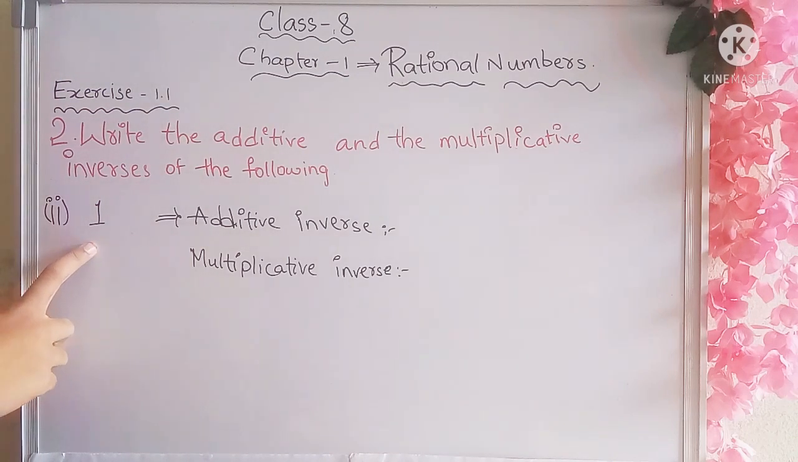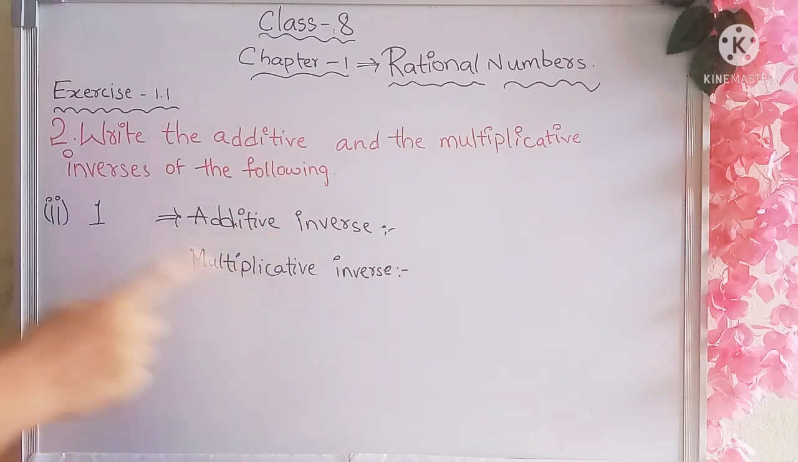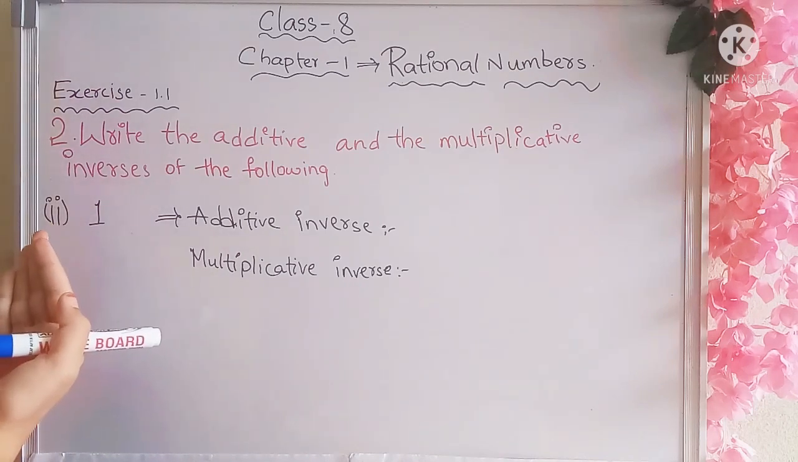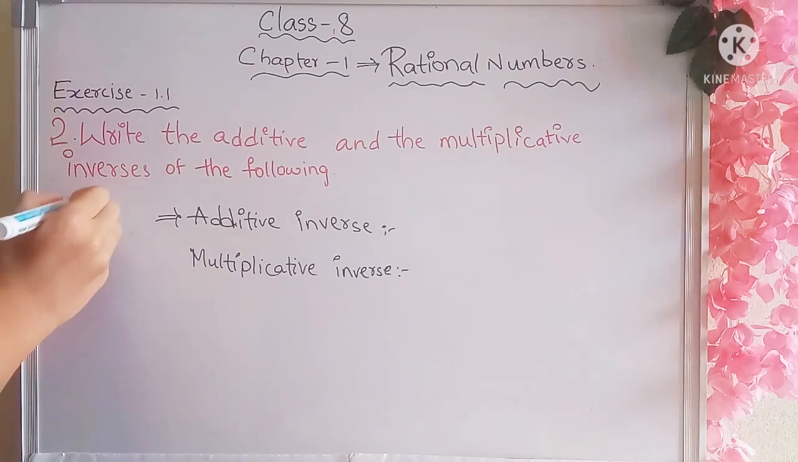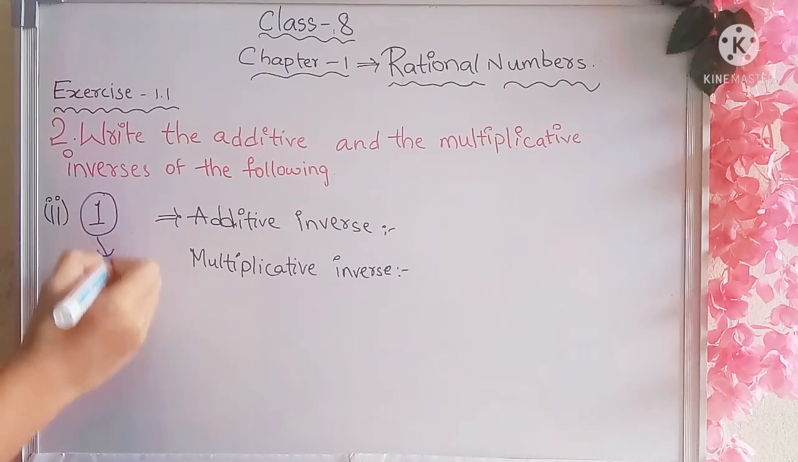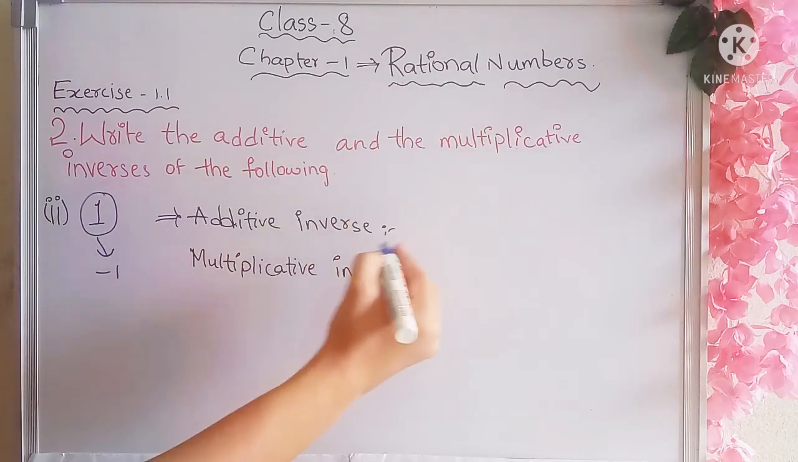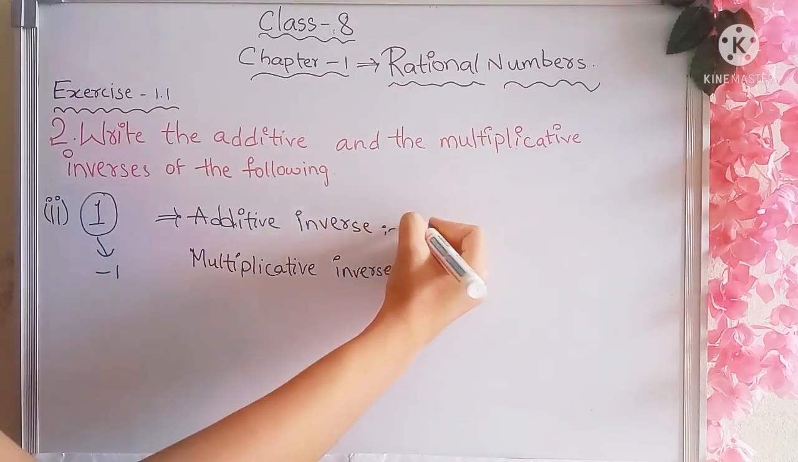The second question is that we have to write the additive inverse and multiplicative inverse of 1. First, additive inverse. If a number has a positive sign, its additive inverse becomes negative 1. The negative sign gets added. So here the additive inverse becomes minus 1.